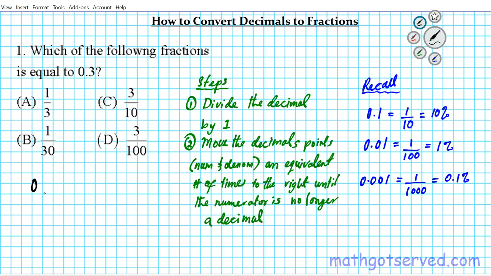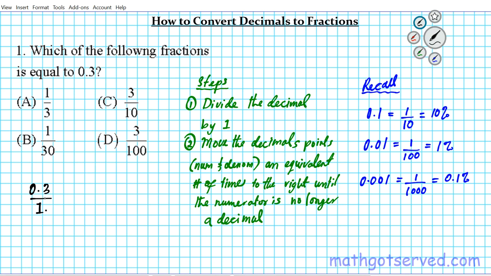We have 0.3. Step 1 requires us to write it as a fraction. So if we have 0.3, we're going to write it over 1. That doesn't change the problem. If you divide anything by 1, you end up with the original problem because dividing by 1 is like an identity operation. So it's going to be 0.3 over 1.